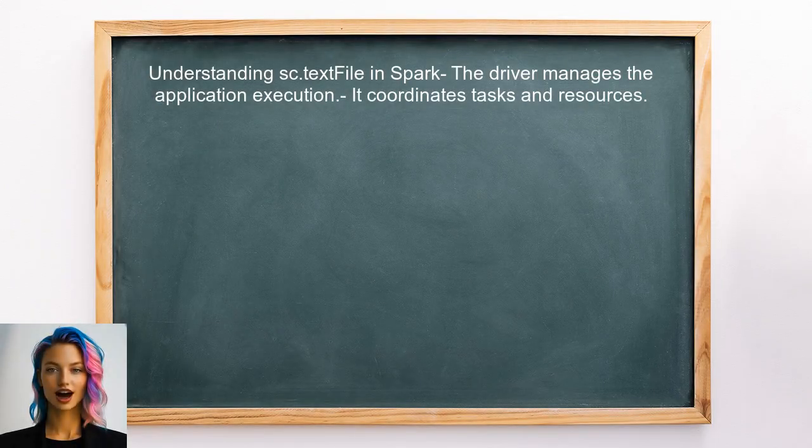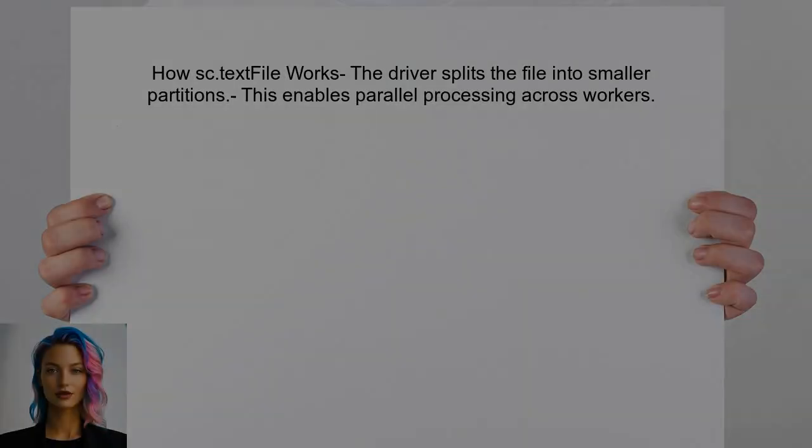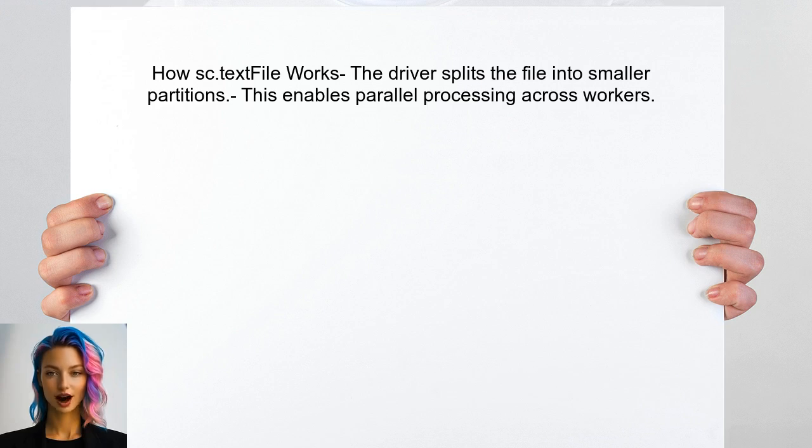To understand how the sc.textFile function works in Spark, let's first clarify the roles of the driver and the workers. The user should know that the driver is responsible for managing the overall execution of the application. When the user calls sc.textFile, the driver does not read the entire file itself. Instead, it splits the file into smaller partitions. This is an important step because it allows for parallel processing.